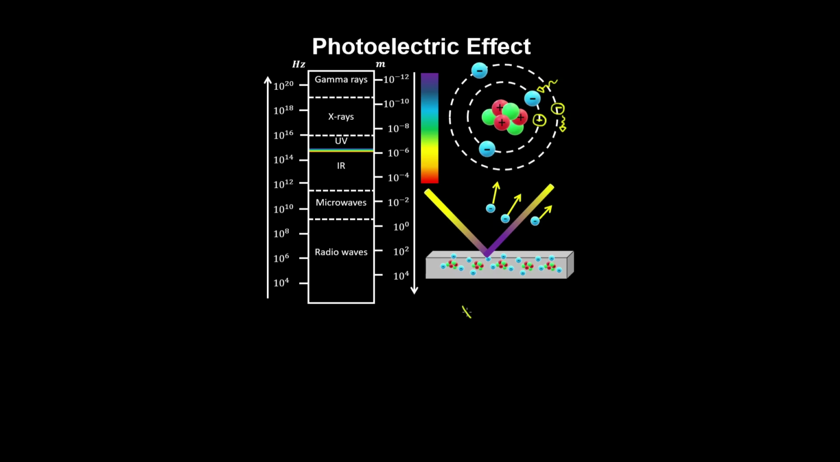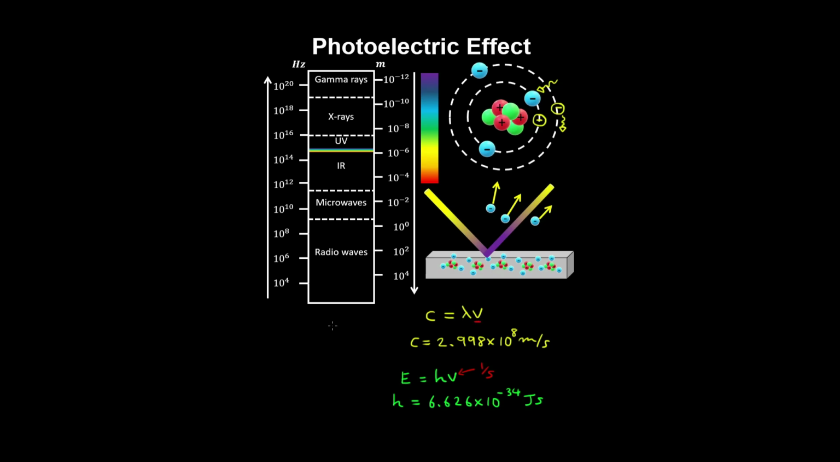Now the wavelength of an electromagnetic wave is related to the frequency using the speed of light. And using Planck's constant, we can relate the energy of the photon to the frequency of the electromagnetic wave, with the units of frequency being hertz, or 1 over second.